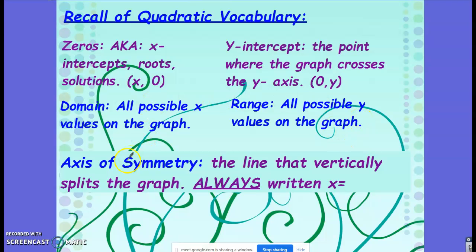Not new information. What is new is your axis of symmetry. It's a vertical line that crosses directly through the middle of the graph. It always goes through the vertex, and it's always written as x equals something.